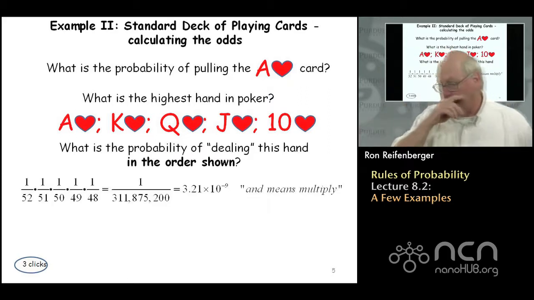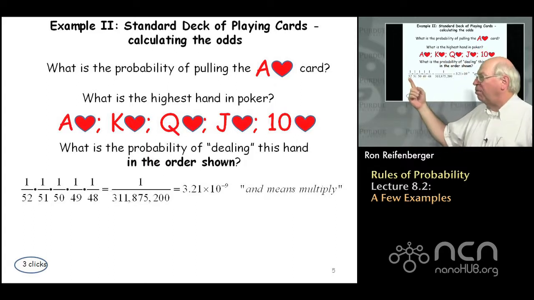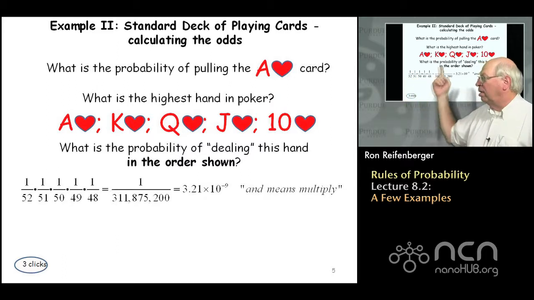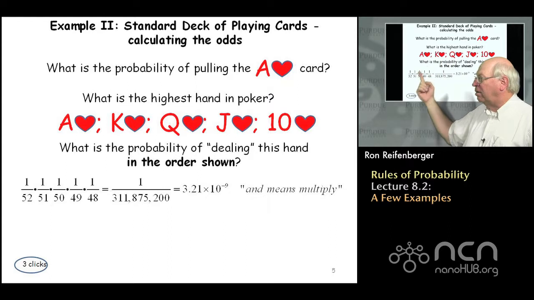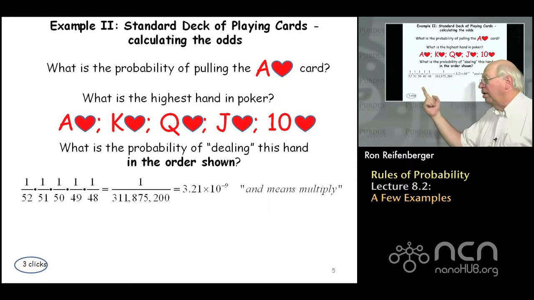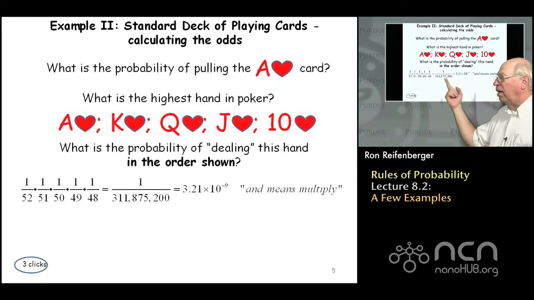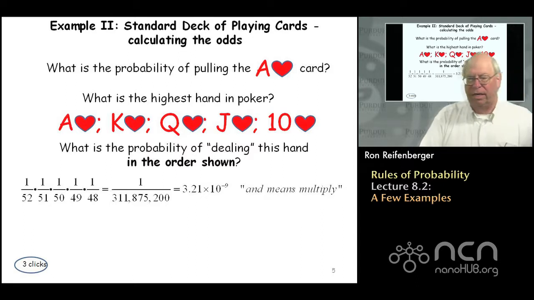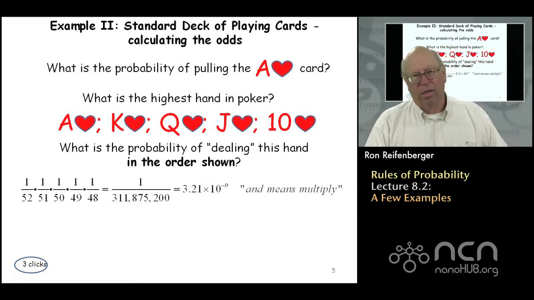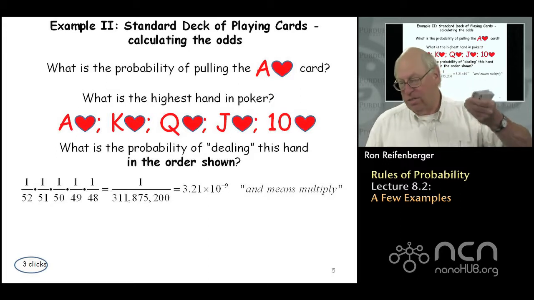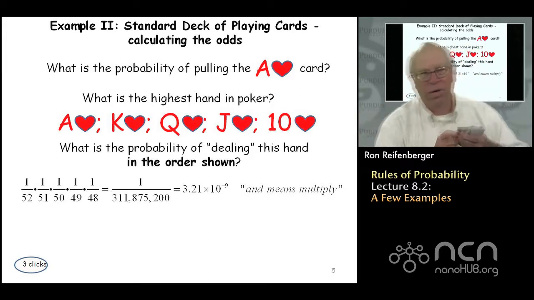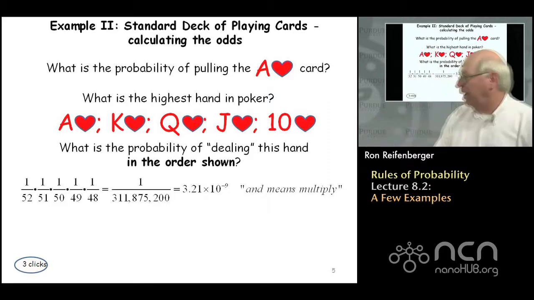The answer is you can calculate it. The probability of pulling the ace of hearts out is 1 out of 52. The probability of pulling the king of hearts out is now 1 out of 51, because one card's already been pulled. The probability of pulling the queen of hearts out on the next draw is 1 out of 50, because 2 cards have been pulled out. If you work out those numbers, it's about 1 in 311 million that you would deal that hand in order. So I've got my random deck of cards, and let's just see how lucky I am. What are the chances that I pull the ace of hearts out?